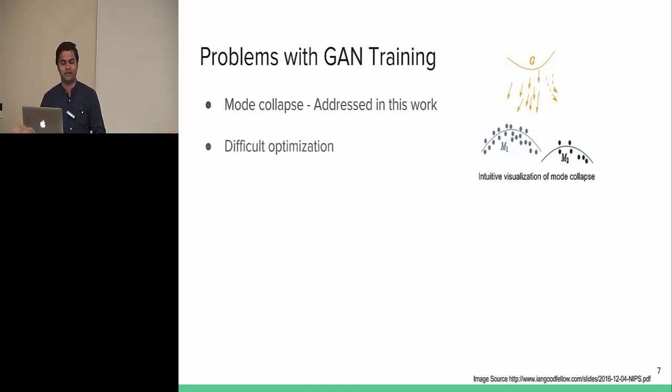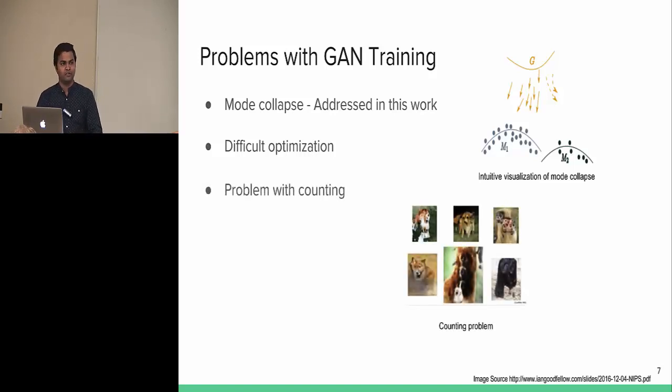The other problems of GAN training include difficulty in optimizing the generation, optimizing both the generator and discriminator, and problems with counting.